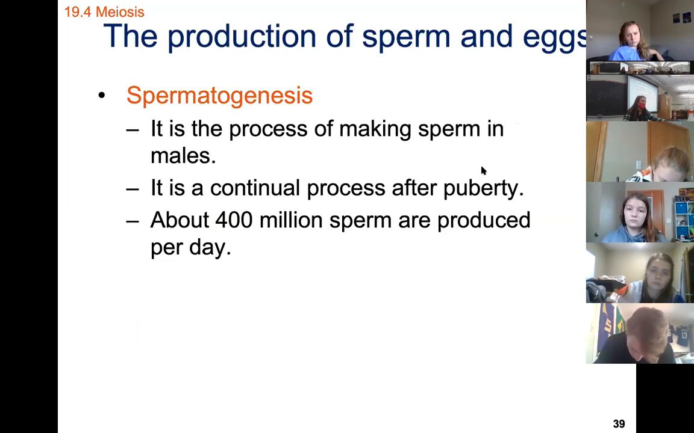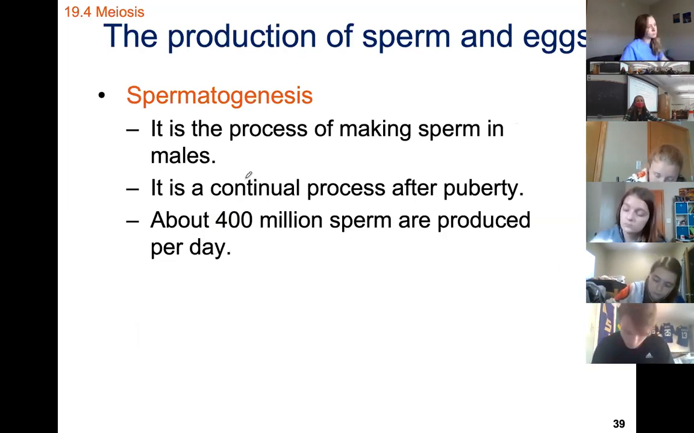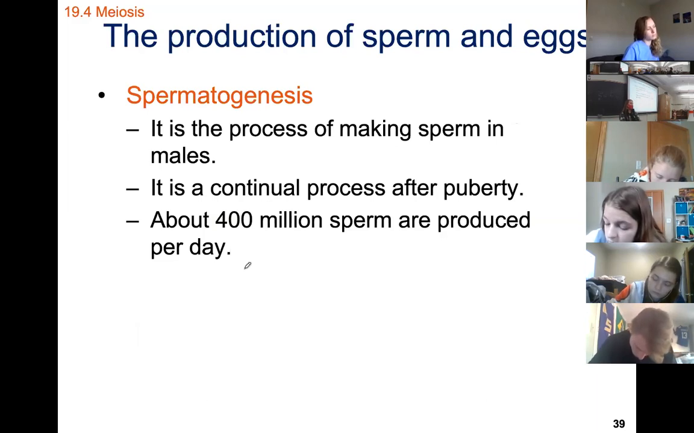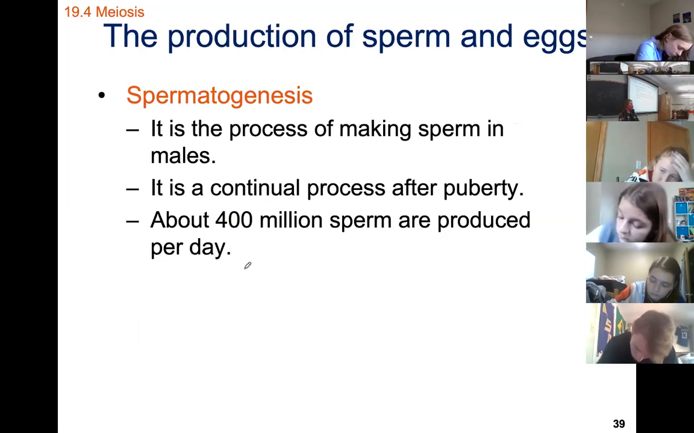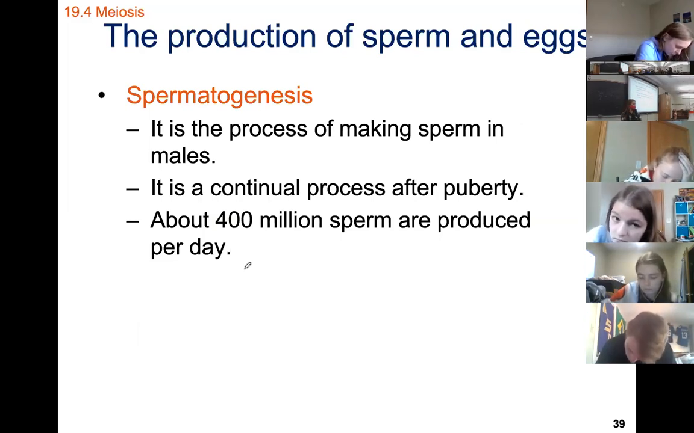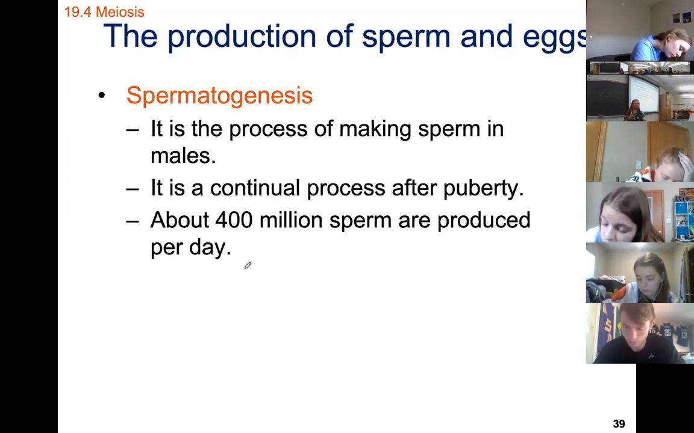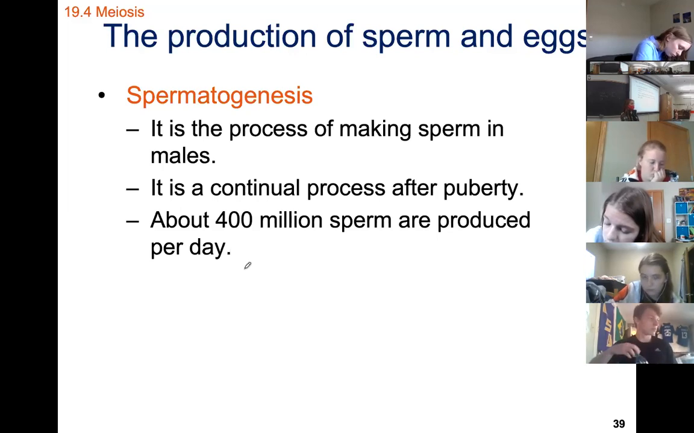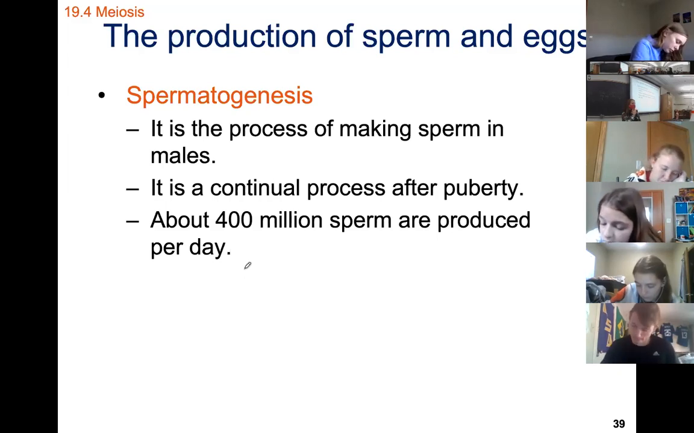All right, when we produce sperm and egg cells, the process of making a sperm cell is called spermatogenesis. To generate, essentially, is what the second half of that word means. For males, this is a continual process after puberty. It's also the opposite with females because there comes a certain time in a female's life where they're unable to produce eggs or have a reproductive cycle. Where males, this process of making sperm happens throughout their life after puberty. About 400 million sperm are produced per day.